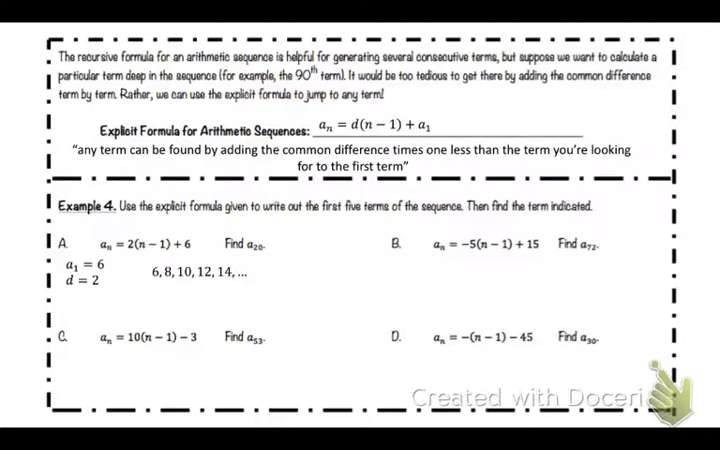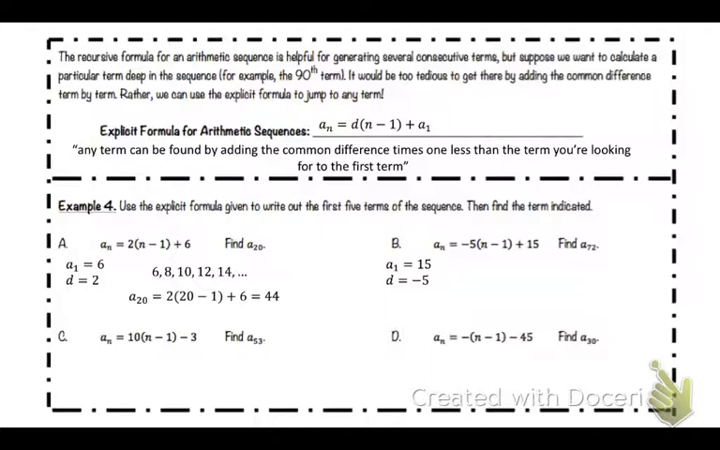Now we're asked to find the 20th term, and we could do that by adding 2 a bunch more times, or just plug in 20 into where that n is. So we have a sub 20 equals 2 times 20 minus 1 plus 6. Plug that into your calculator and you get 44. Okay, let's do this next one.